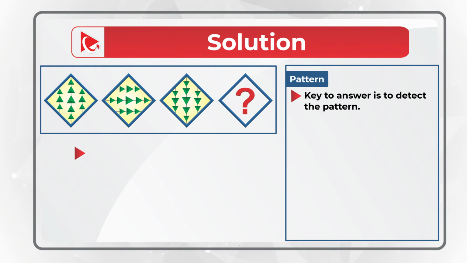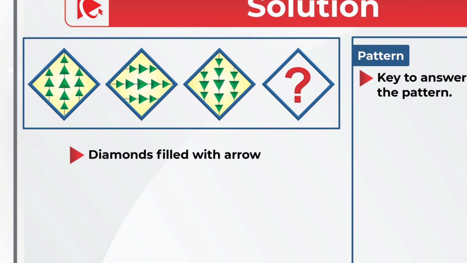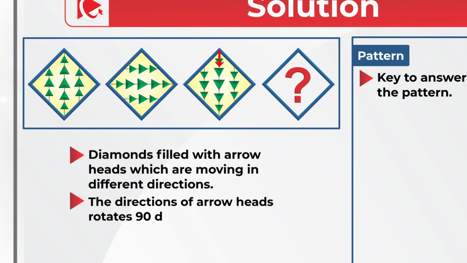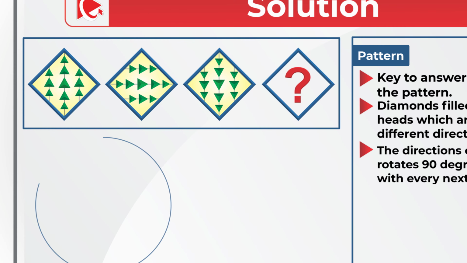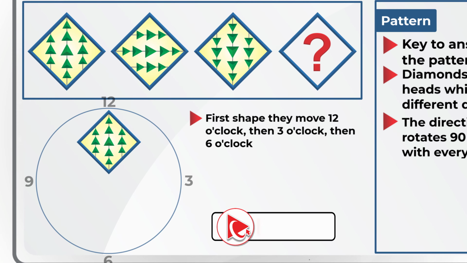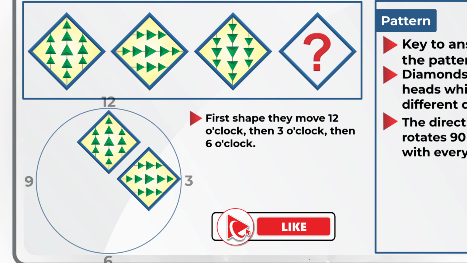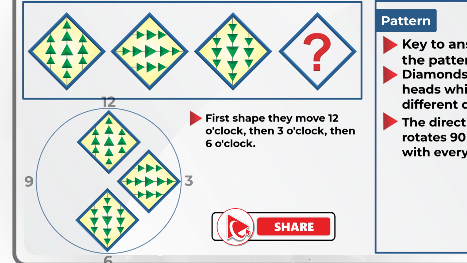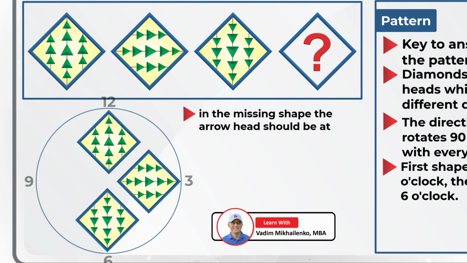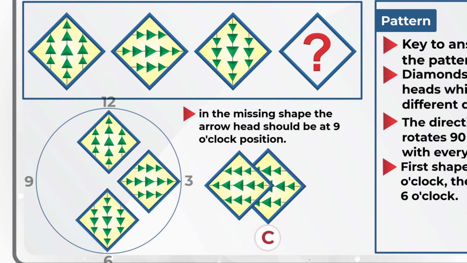If you look closely, you will see that diamonds filled with the arrowheads, triangles, which are moving in a different direction. The direction of the arrowheads rotates 90 degrees clockwise with every next shape in the pattern. For example, in the first shape, they move to the 12 o'clock position of the clock. Then they move to the 3 o'clock position, and then to the 6 o'clock. So if you detected this pattern in the missing shape, the arrowheads should be at the 9 o'clock position.